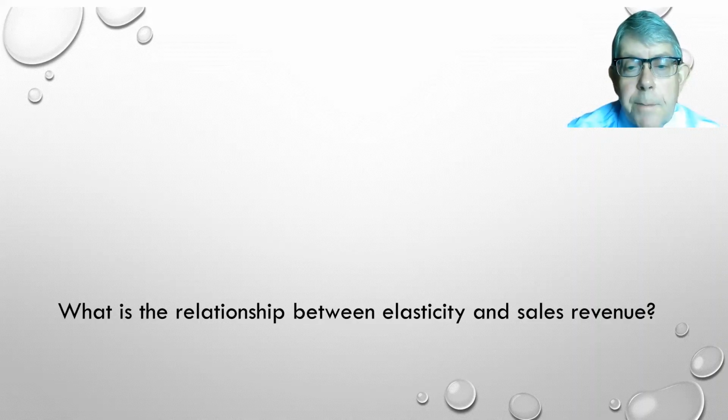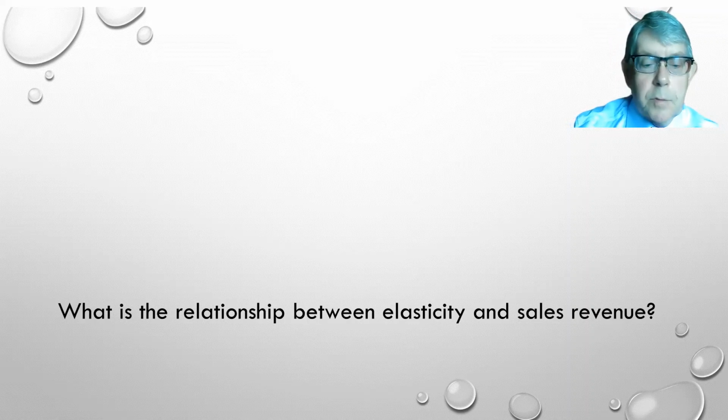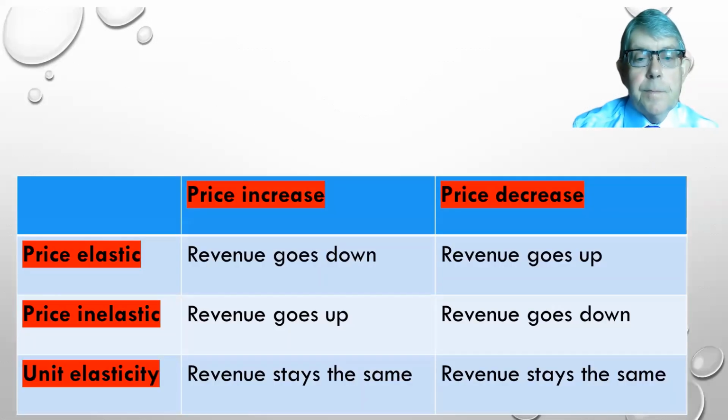What is the relationship between elasticity and sales revenue? Well, we can see in this table here that if we have price elastic demand and there is a price increase, revenue goes down. With price inelastic demand and a price increase, the revenue will go up. And then if we have unit elasticity and a price increase, revenue will stay the same.